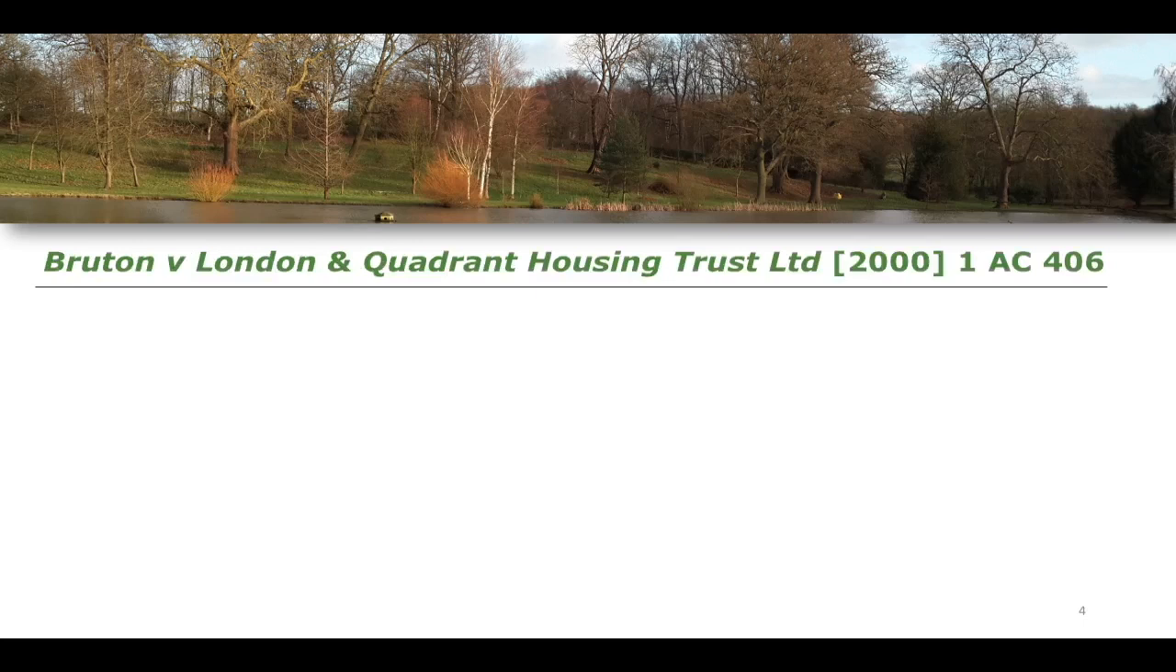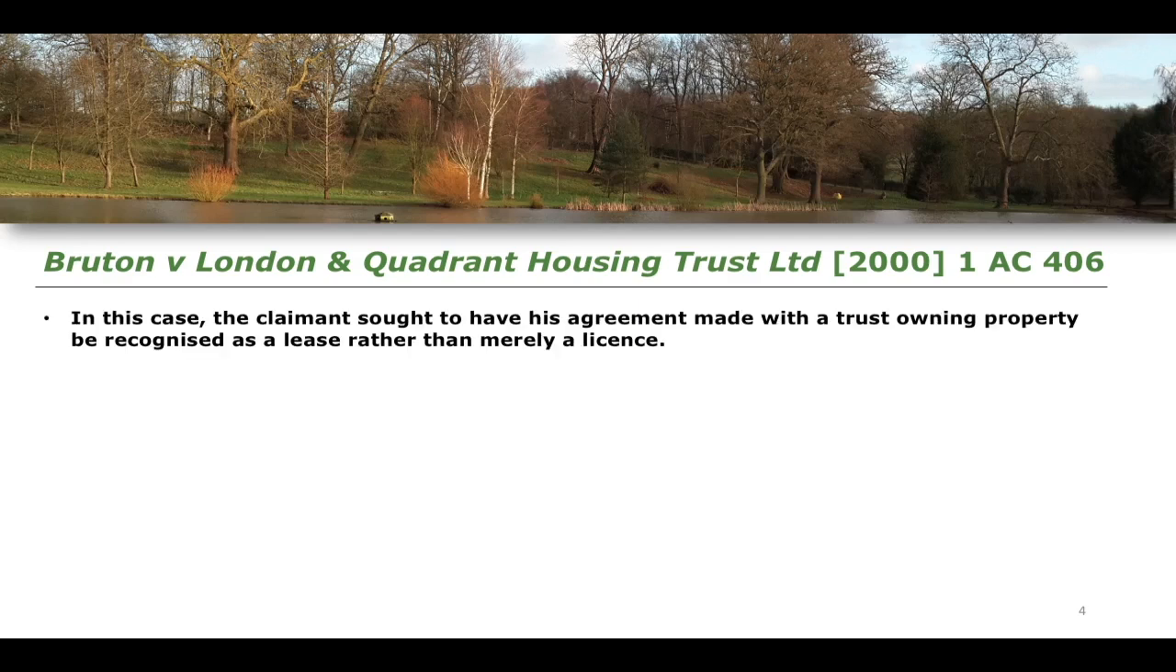Now, I wanted to finish this introductory lesson by talking about a case from 2000, the case of Bruton versus London and Quadrant Housing Trust Limited. In this case, the claimant sought to have his agreement made with a trust owning property to be recognised as a lease rather than merely a licence. The reason why you might want to do so is because if something is determined to have been a lease, it grants the leasehold owner more rights over the property, more proprietary rights, in fact, than a mere license holder.